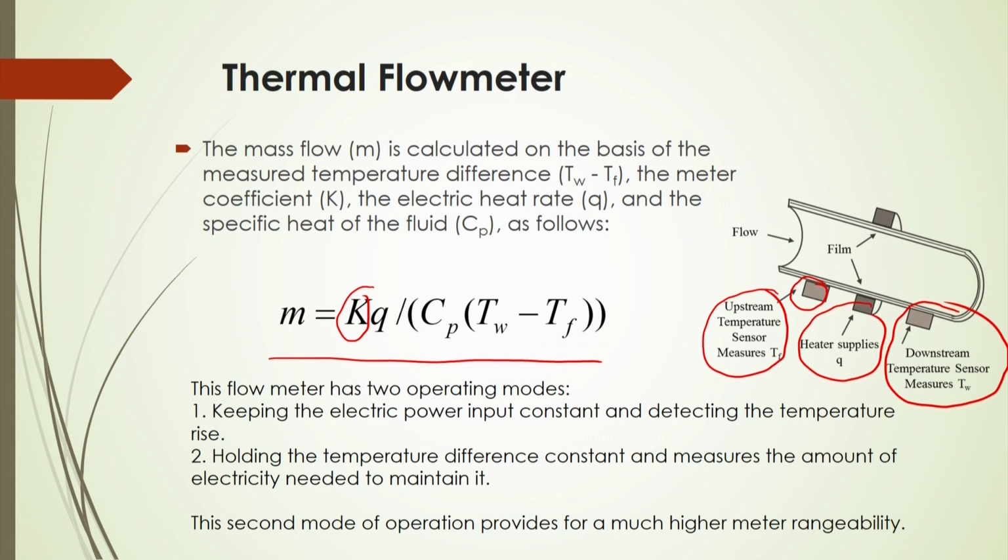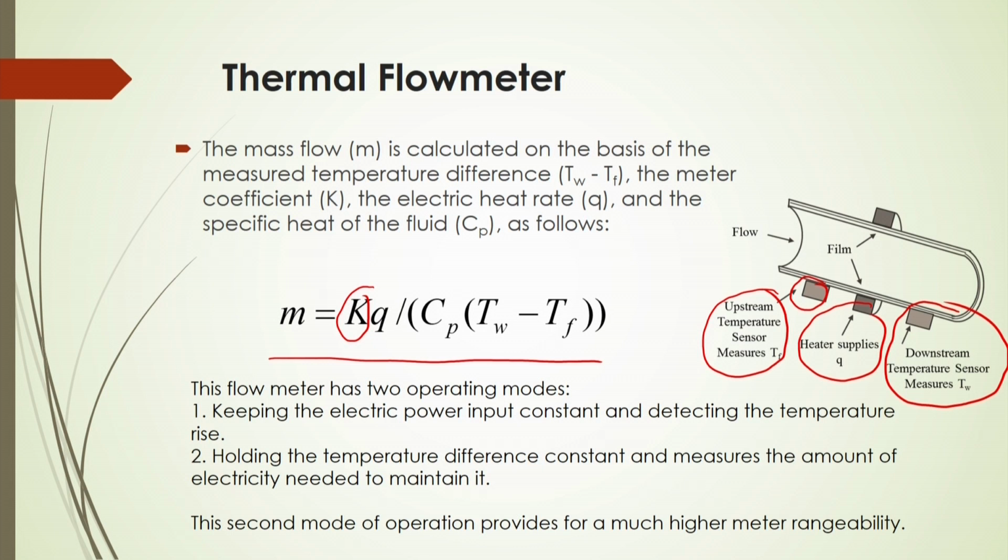Very interesting, once you keep the electric power input constant, you will see that there will be a change in temperature difference. Another way is that if you keep the temperature difference constant, then you have to control the electricity supply, that is the heat energy supplied by the electrical energy. And the second mode is keeping the temperature difference constant by continuously supplying electricity.